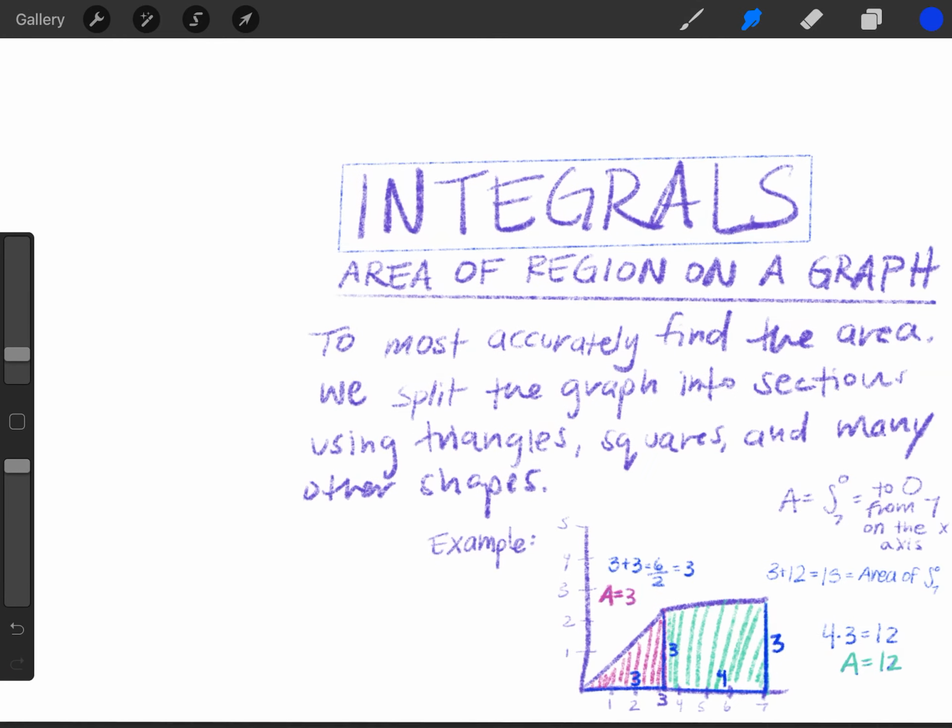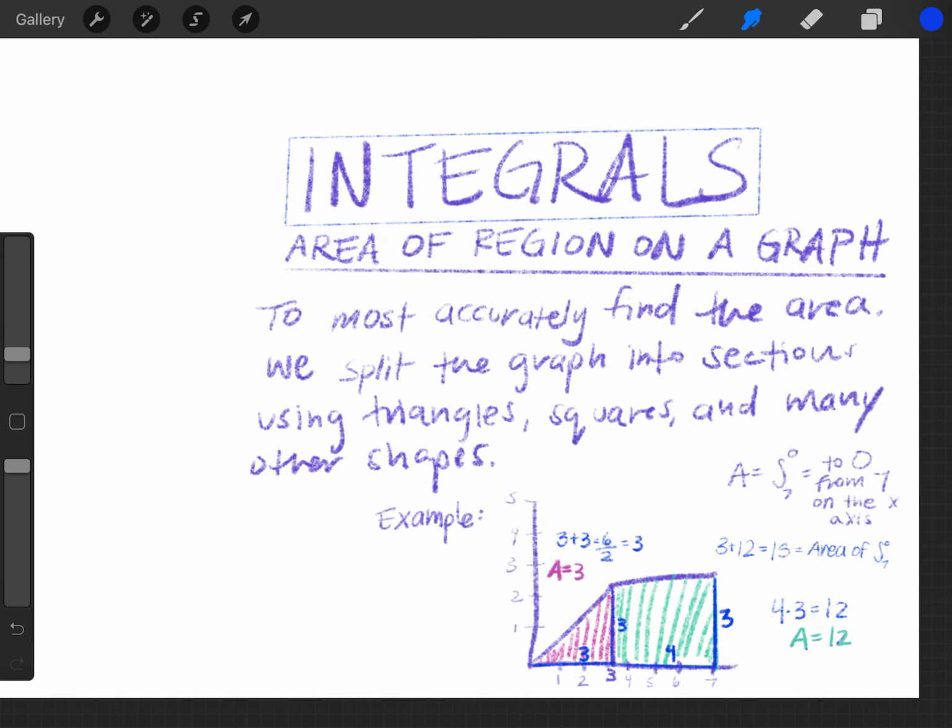And then lastly here we have integrals, which is the area of a region on a graph. To most accurately find the area, we split the graph into sections using triangles, squares, and many other shapes.